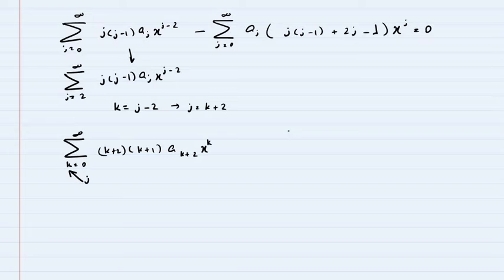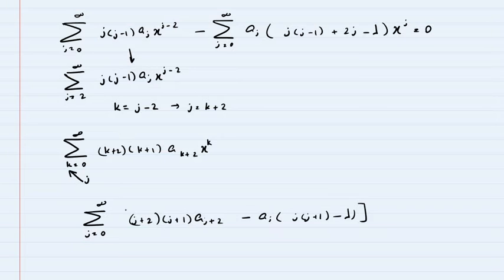Now I can write the full equation as the summation j from 0 to infinity of j plus 2 times j plus 1 times a j plus 2 minus a j times j times j plus 1 minus lambda, everything multiplied by x^j, is equal to 0.